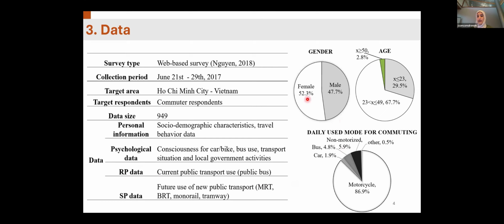The females are slightly higher than males. The majority of the respondents were between the age of 23 and 49. And the daily used mode for commuting is mainly motorcycles, which is approximately 87%. For car, it's 1.9%, and for public buses, it's 4.8%.